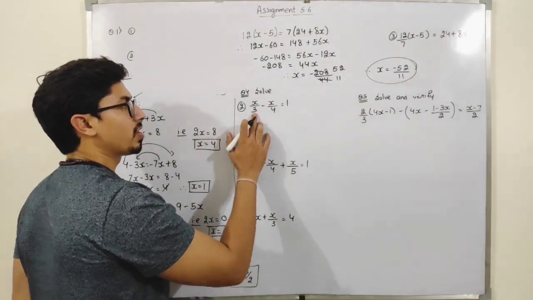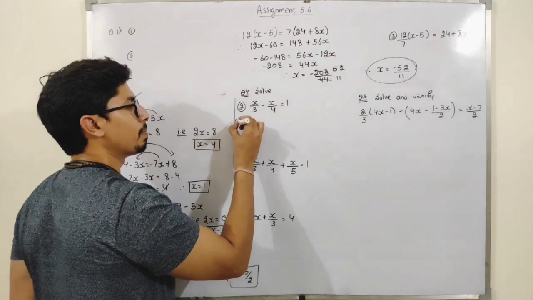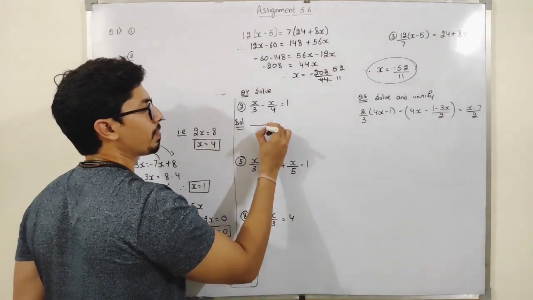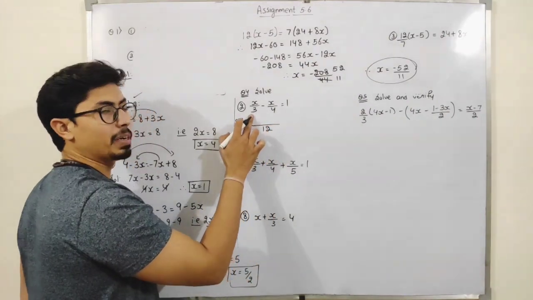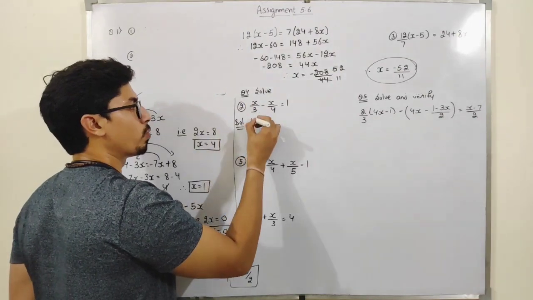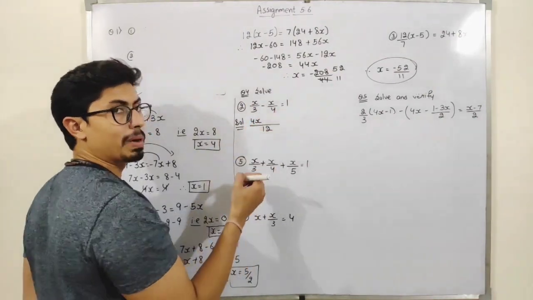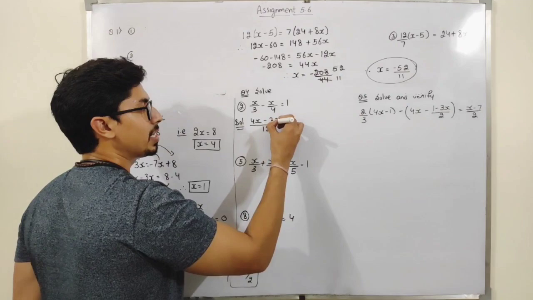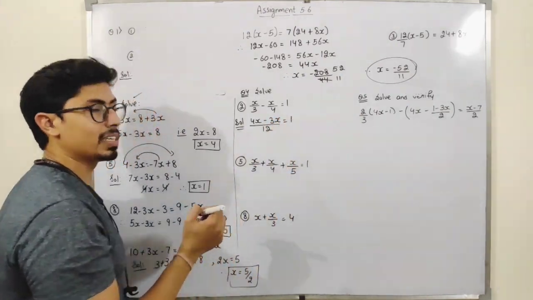Now students, again 3 and 4 are here. You can just take the LCM. So the LCM of 3 and 4 will be 12. 12 divided by 3 will be 4. 4 into x is 4x. Minus 12 divided by 4 is 3. So it will be 3x. 1 as it is.